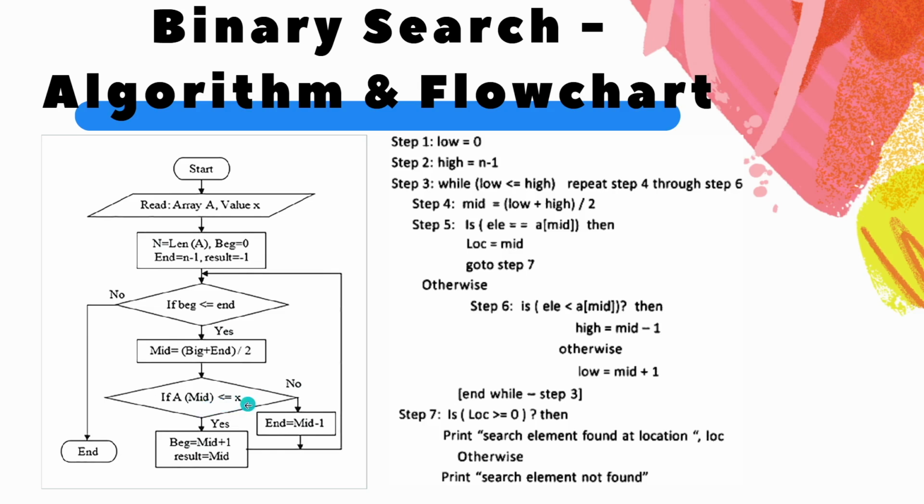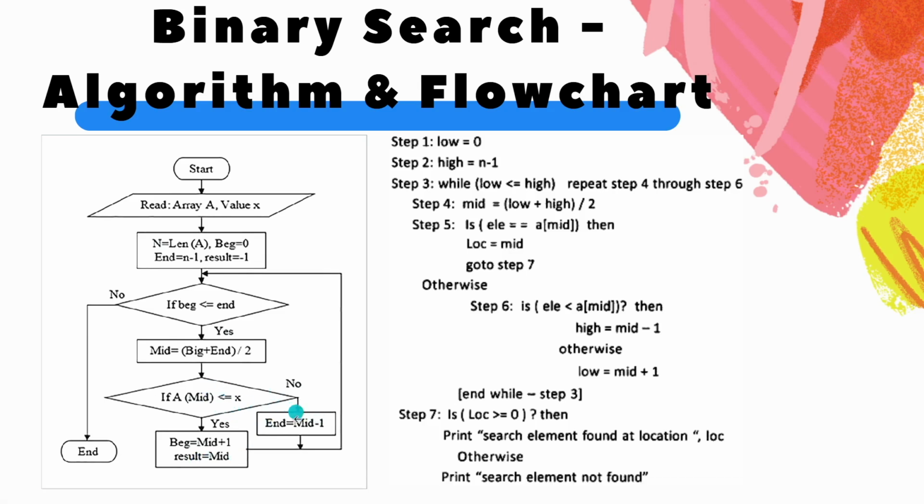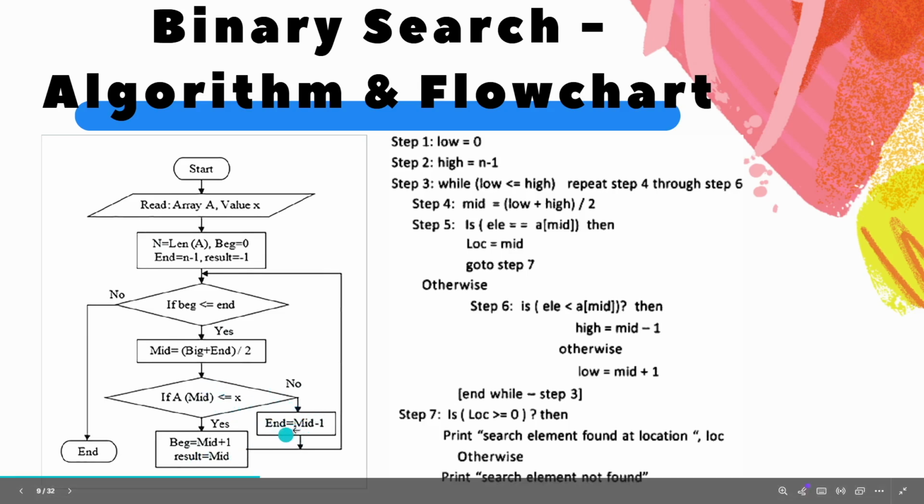then we are going to restrict our search to only one half of the list. In our case, we set beginning to be mid plus 1 and result to be mid. If this condition is false, then we revise end to be end is equal to mid minus 1. So, if this condition is false, we search the first half of the elements in that array. If the condition is true, then we search the second half of the list.